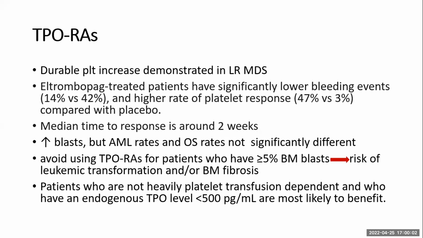However, it is advisable to avoid using thrombopoietin receptor agonists for patients who have more than 5% bone marrow blasts, as there's a risk of leukemic transformation. Patients who are not heavily platelet transfusion dependent and who have an endogenous TPO level of less than 500 are the most likely to respond and benefit from this therapy.